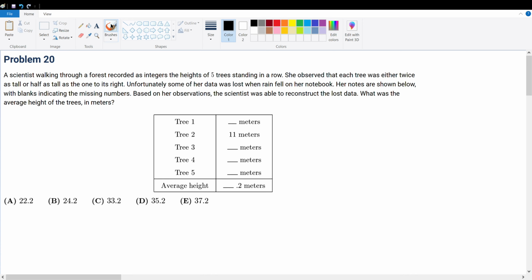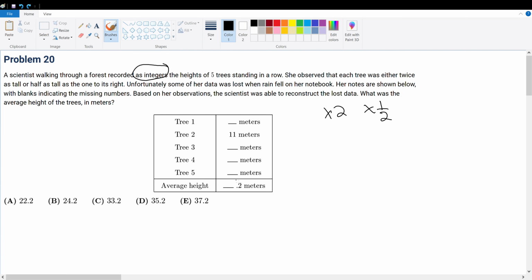Problem 20. A scientist walking through a forest recorded as integers, very important, the height of 5 trees standing in a row. She observed that each tree was either twice as tall or half as tall as the one to its right. Unfortunately, some of her data was lost, and basically we're trying to reconstruct her data. And the average height is given to us to be something .2. So what was the average height? We're trying to find what this blank is.